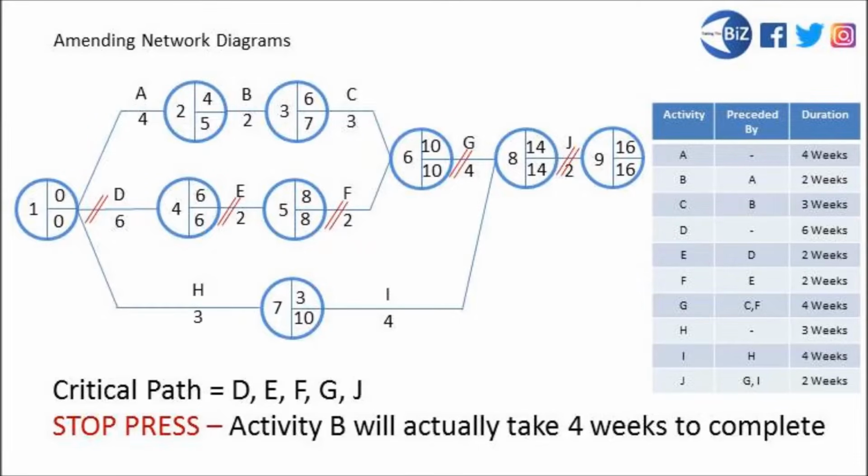Check out the diagram on screen. This is our network diagram from video 2. We had a critical path marked on there of D, E, F, G and J, but we've got some new information. Check out the bottom of the screen there. The business has done some recalculations, and rather than activity B taking 2 weeks, and let's just highlight that on the screen for you, they've recalibrated that and they're now estimating it's actually going to take 4 weeks.